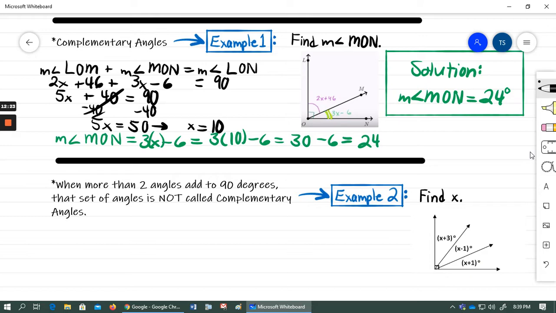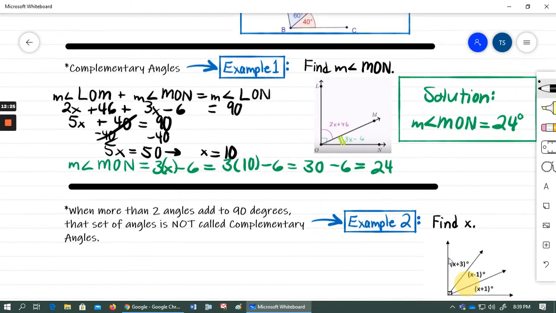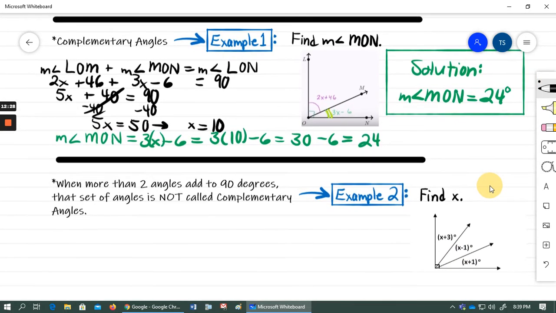Okay, all right, so again, folks, as you can see here with this diagram, in example 2, guys, when more than two angles add to 90 degrees, that set of angles is not called complementary angles. Again, it's only called complementary angles when you have exactly two angles that are adding to 90. It can't be more than two angles. It can't be less than two angles. You get what I'm saying? You dig good.